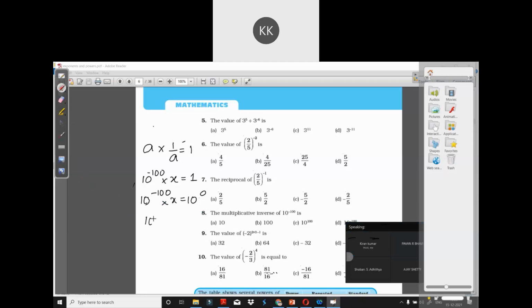If you multiply 10 to the power of minus 100 with 10 to the power of plus 100, then only we get 10 to the power of 100 minus 100, which is 10 to the power of 0. So this is the number which is the multiplicative inverse: 10 to the power plus 100. So option C is the right answer. Is it understood now? Yes, sir.